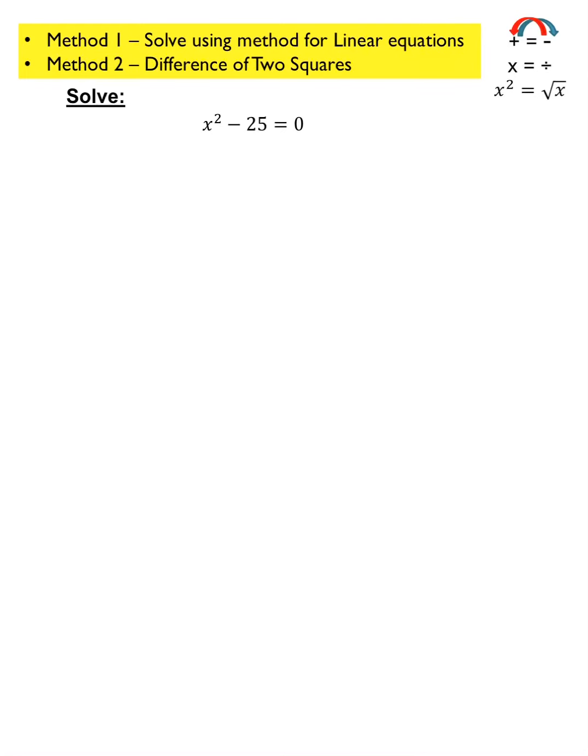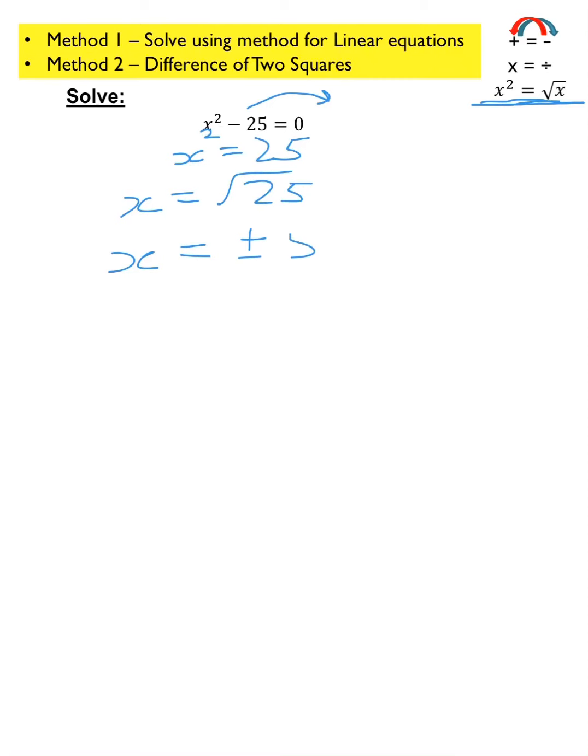So if we bring minus 25 over here, it'll become plus 25. So we have x squared is equal to 25. And then over here on the right, if you want to get rid of something squared, use square root on the other side. So then x is equal to the square root of 25. So then x is equal to plus or minus 5.